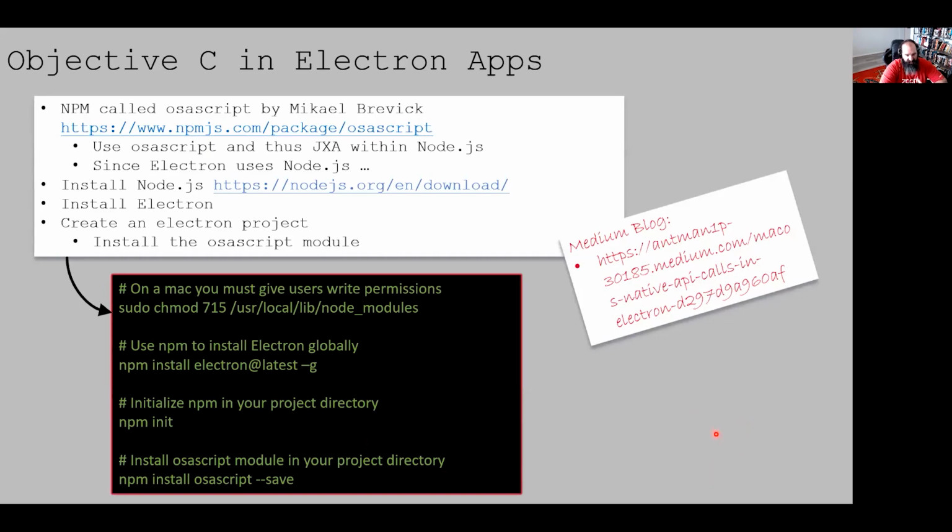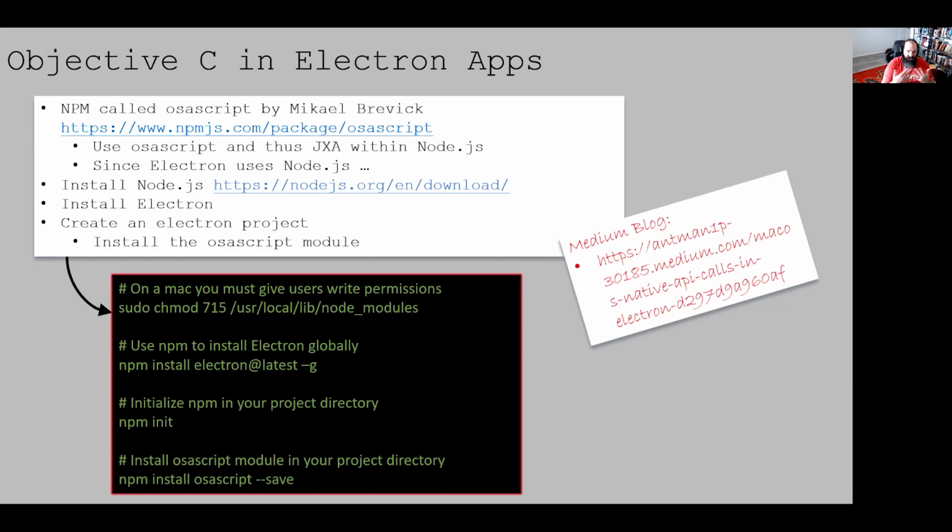So Objective-C and Electron apps. Taking all this together, so far we know what osascript is now. We know what JXA is now. We know what an Electron app is now. How do we put all this together? We want to be able to somehow use JavaScript to make Objective-C calls from our Electron app.